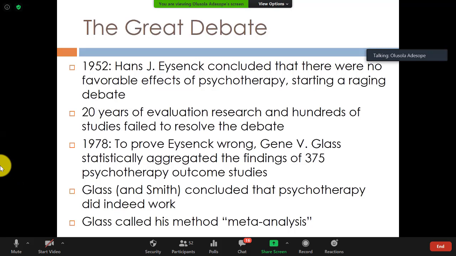And the whole debate was back in the 40s and 50s, when Hans Eysenck concluded that there was no favorable effect of psychotherapy, starting a raging debate. And this is how meta-analysis came to be. They had 20 years of evaluation research, and hundreds of studies failed to resolve the debate.